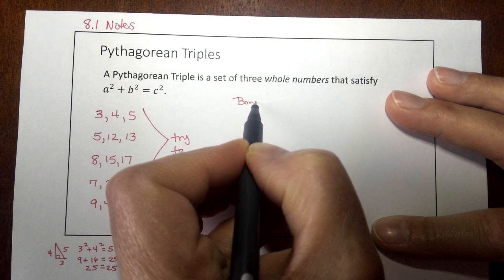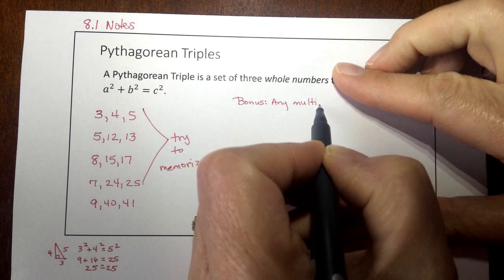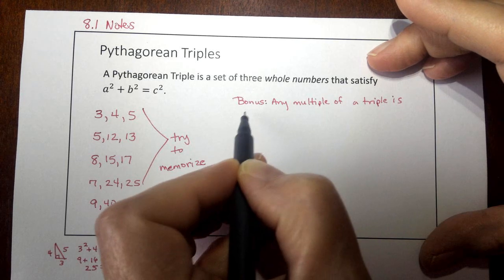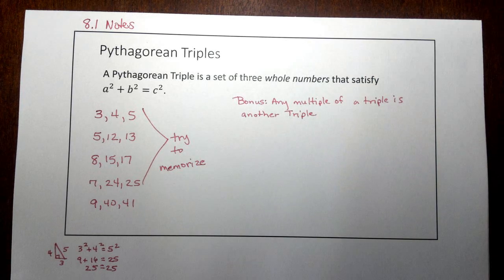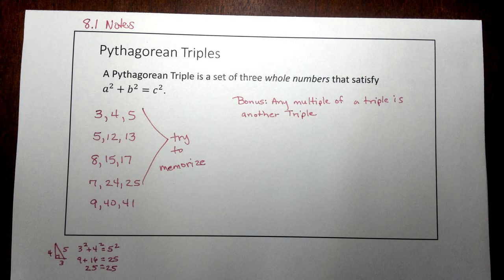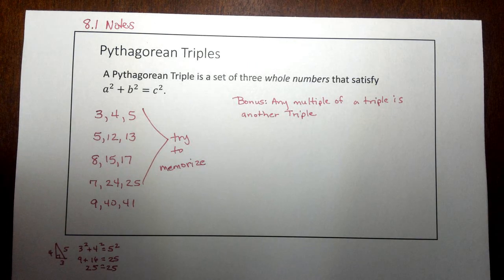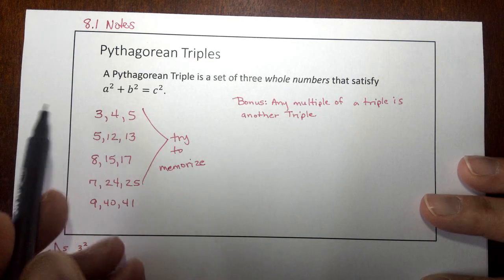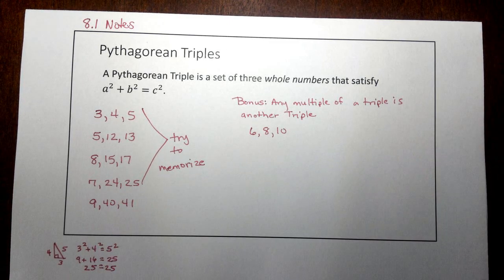Okay, as a little added bonus, any multiple of a triple is another triple. You take any one of these triples over on the left and you multiply every number by the same constant, you get another triple. So you could take 3, 4, 5 and double each of those numbers to get 6, 8, 10. That still makes a right triangle.